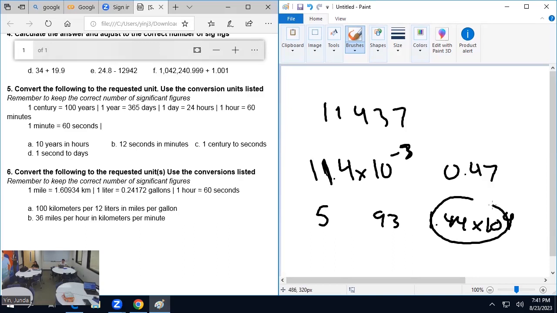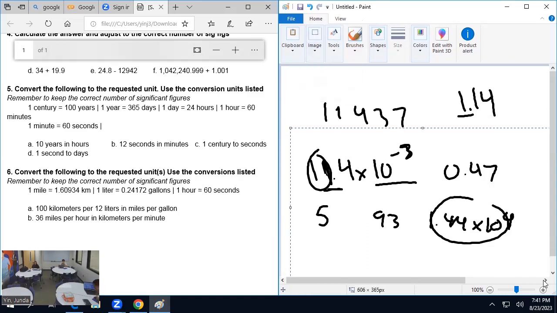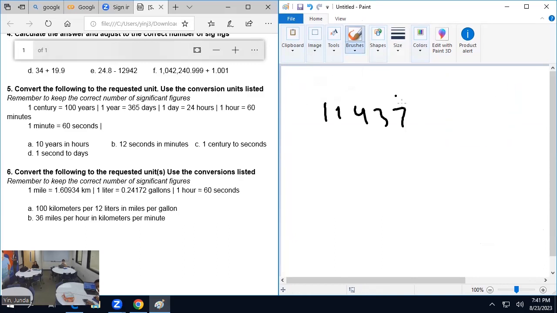This is correct. This one, however, is not in scientific notation. Scientific notation requires 10 to the power of something, but also it requires that the only number in front of the decimal is the first one. So this would not be 11, this will be 1.14 instead. You get only one number in front of the decimal. Otherwise, it's not scientific notation. Now, with all that said, to convert this number to scientific notation, what we will do is, where's the decimal point for this number?